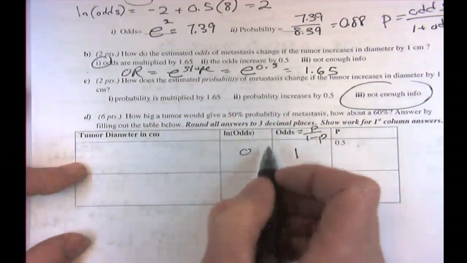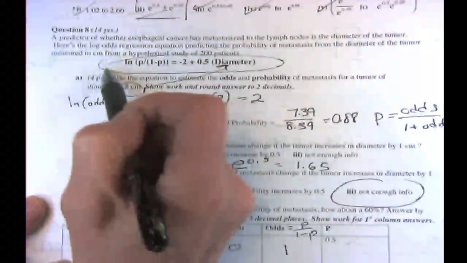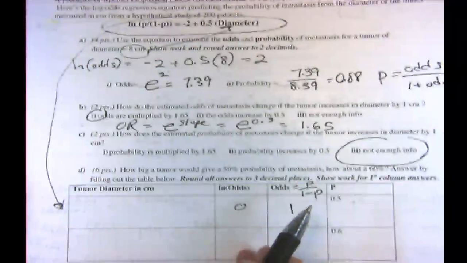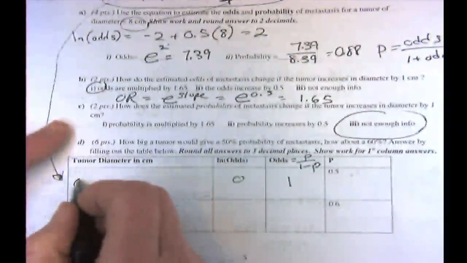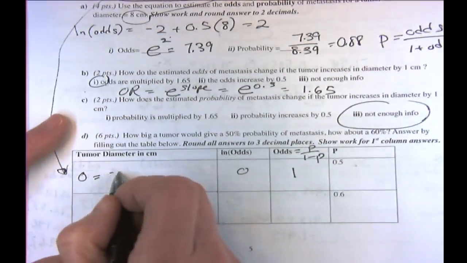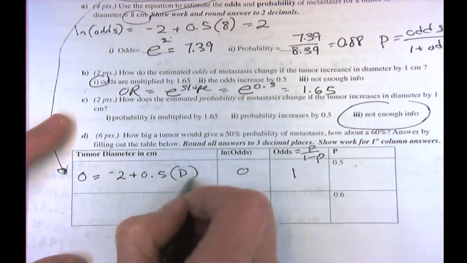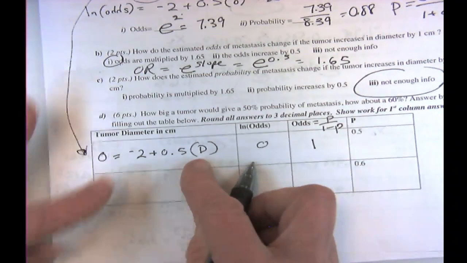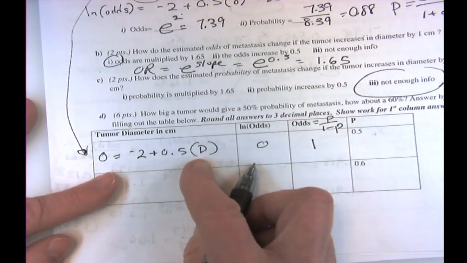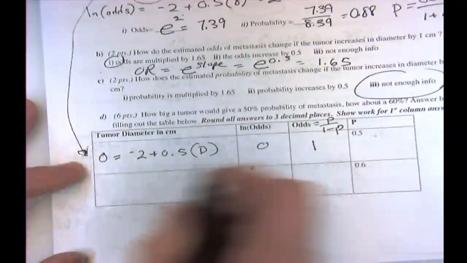And then we use this equation right here. That's all we're doing. We know that the log odds is 0. So we'll say 0 is equal to -2 plus 0.5 times the diameter, and just solve for the diameter. So the diameter here has to be what? 4, right? Half of 4 minus 2.